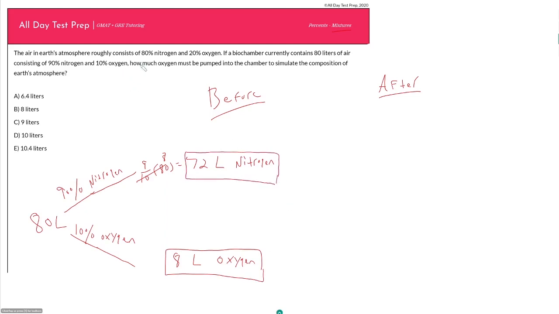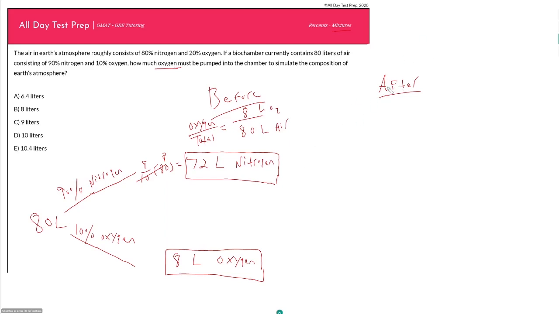So they give us everything in terms of oxygen, right? Because they're asking us how much oxygen needs to be pumped in. And so we have 10% oxygen right now. We're trying to get to 20% oxygen. So what does that mean? To start, our oxygen is 8 over 80, right? It's our oxygen over our total, 8 liters O2 over 80 liters air. So that's our mixture of oxygen and nitrogen.